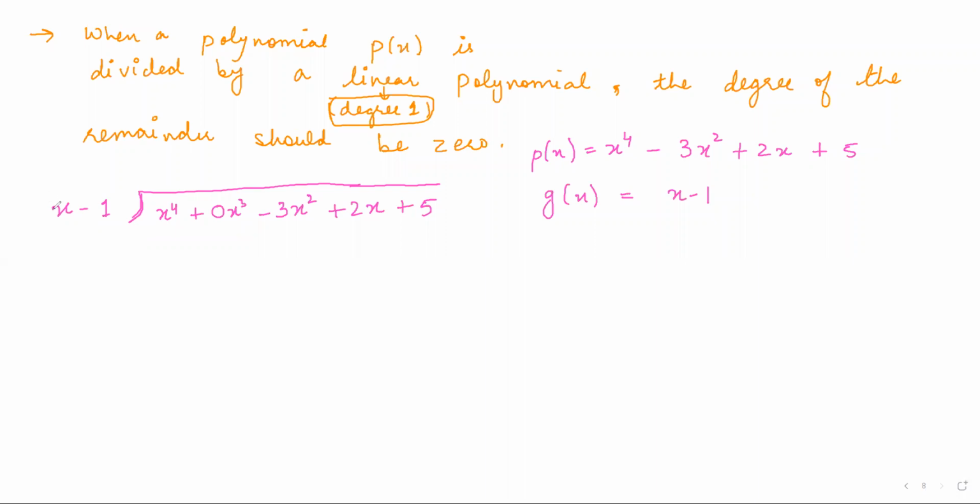Now, how do I divide? So see, here I have x to the power 1, and I want to get x to the power 4. So I'll multiply this with x cube, right, Jaslyn? Yes, ma'am. So x into x cube will become x to the power 4. Then minus 1 into x cube will be minus x cube. So you write minus x cube below x cube. Now you do minus. This term was anyway not there.